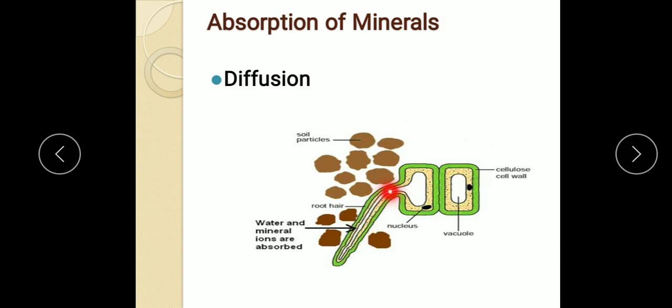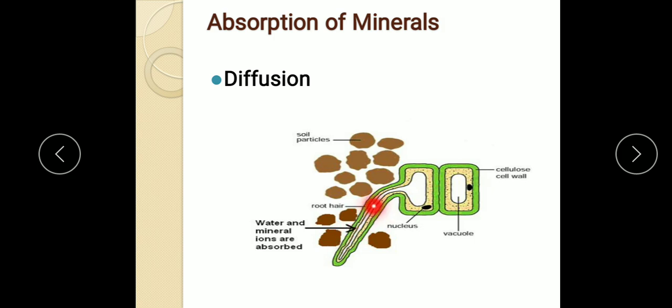So from the soil, these minerals which are dissolved in the water, along with water, enter into the root hair cell. So what is diffusion? Diffusion is the movement of salt or mineral molecules from a region of higher concentration to the region of lower concentration. Okay, so this is the process of diffusion.